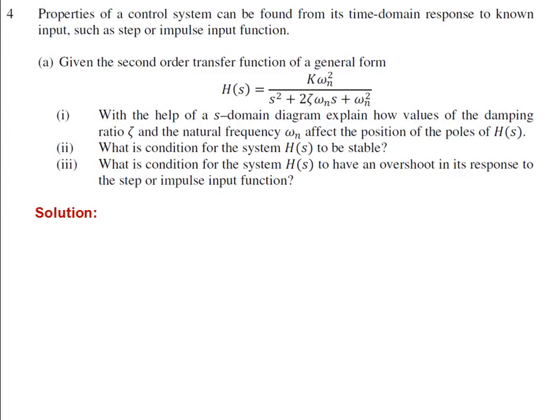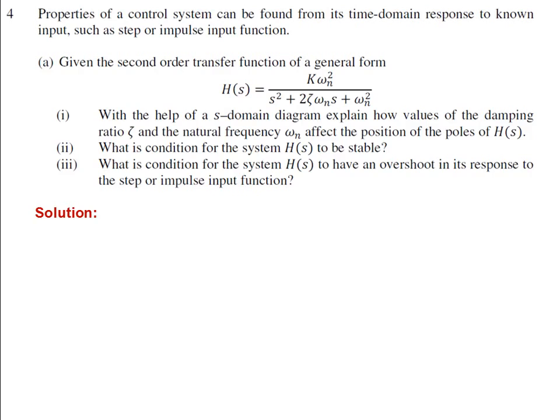Hello everyone. In continuation of solving the sample exam paper, in this micro video I will solve the fourth problem. In the fourth problem, a second order transfer function is given, and the first part of this problem asks how the values of the damping ratio and natural frequency omega n will affect the position of the poles of H of s.